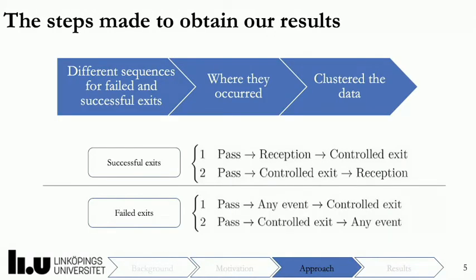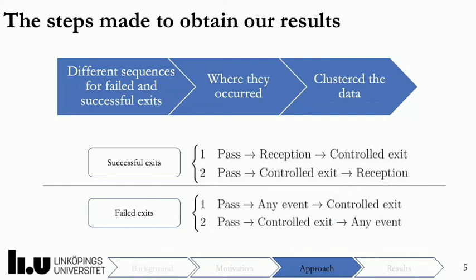In the data, we only looked at successful and failed controlled exits that occurred during 5 versus 5 play, so we did not look at box play or power play. For the successful controlled exits, we looked at two different sequences: a pass followed by a reception followed by a controlled exit, and a pass followed by a controlled exit followed by a reception. We did this in order to not capture sequences that were too long, since many things can happen in a short time period in ice hockey.